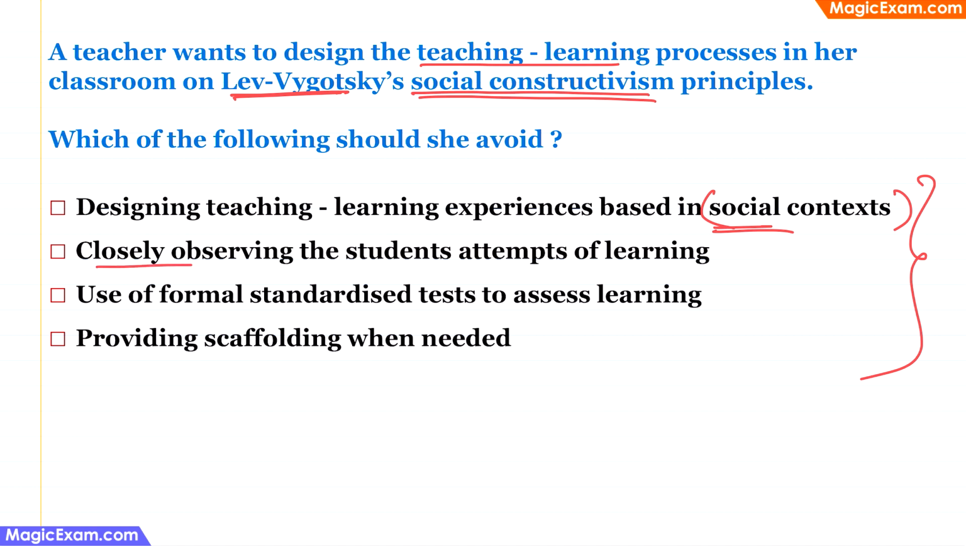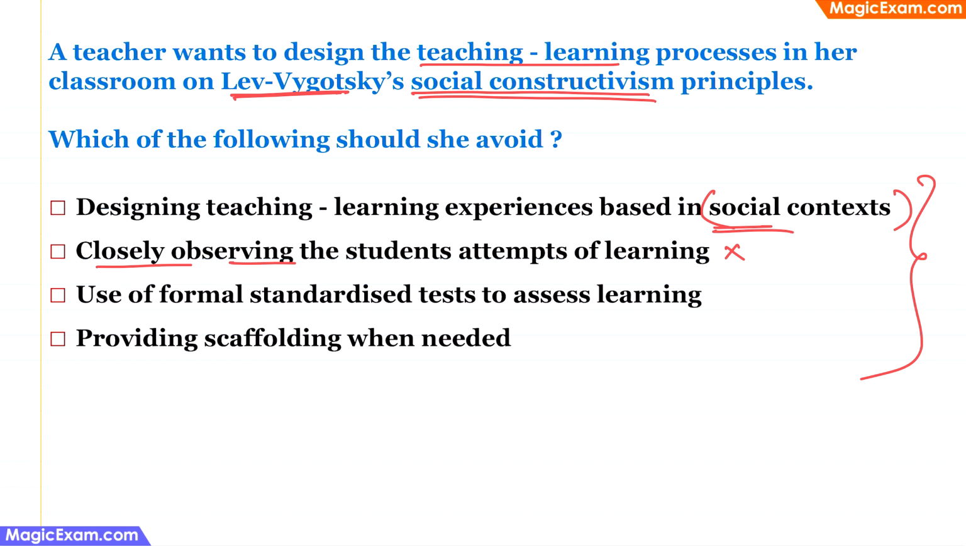By closely observing the students, the teacher can understand where the students need additional support or help. Therefore, this is something that the teacher should not avoid. Therefore, this also cannot be the answer choice. The third one, use of formalized standardized tests to assess learning.